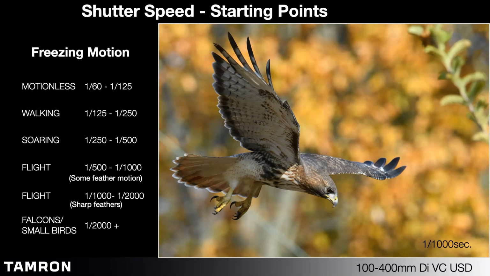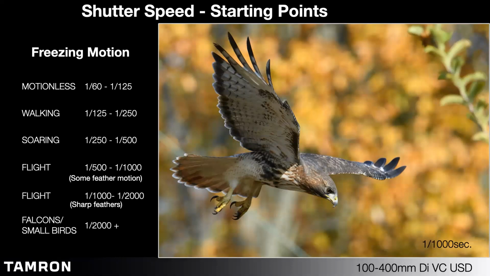If the subject is moving slowly, maybe up to a 250th, a bird soaring at 250th to a 500th of a second, and in flight at a 500th, you'll still have some motion in the wingtips, which you'll see in my next frame. But here the bird was kind of gliding in, and at 1,000th of a second, even though it was still flapping its wings, even those small feathers out at the edge of the wing, which are moving very fast, are frozen in motion. So again, you may need to get up to 1,000th of a second or beyond.